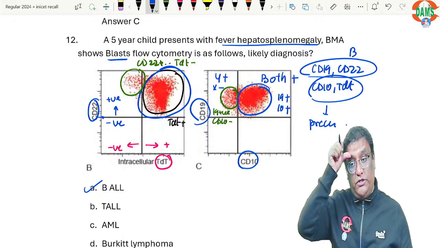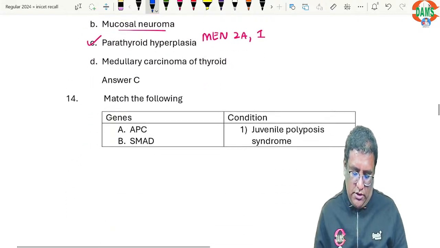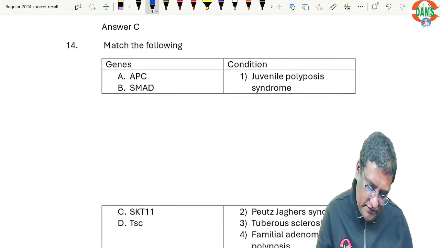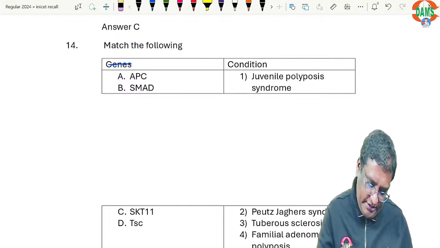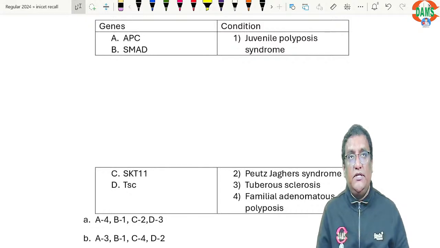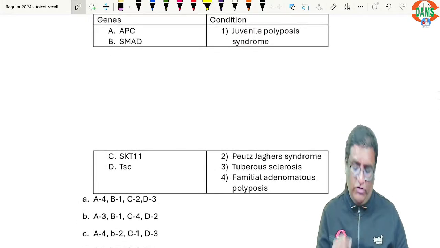Yes. So this is how you'll be interpreting them. Okay, question number 14. Match the following genes with their condition associated. APC, SMAD, STK11, TSC. You can start with any one of them.